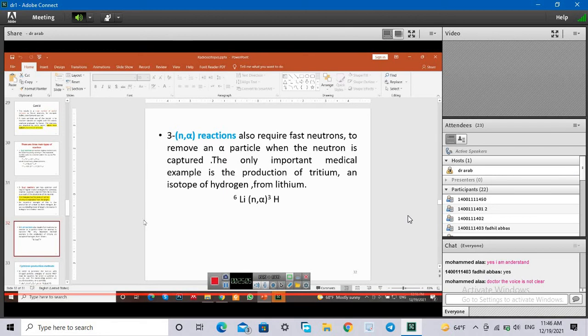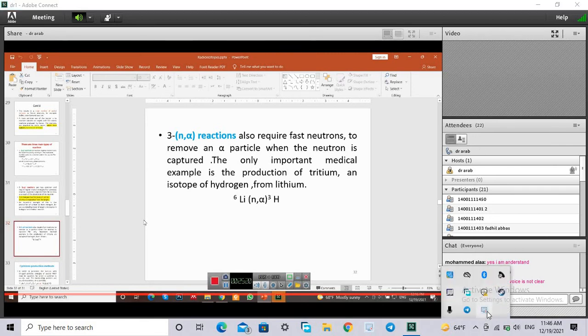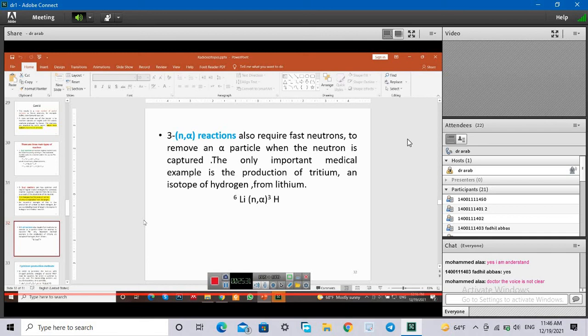Okay, up to now I have spoken about the different reactions that occur in a reactor and help us to produce different radioactive daughters, some of which have high chemical purity, such as the fission reaction, the n,p and n,alpha reactions, that help us to produce radioactive daughters with high chemical purity. Okay.